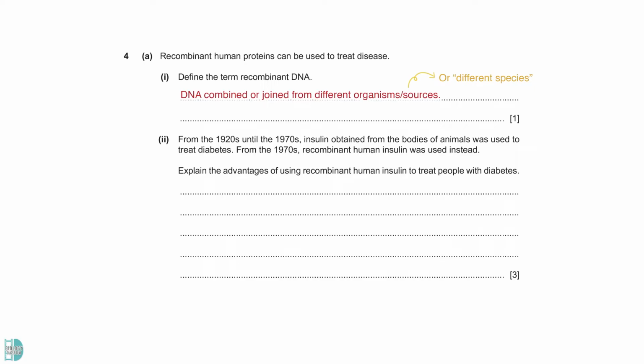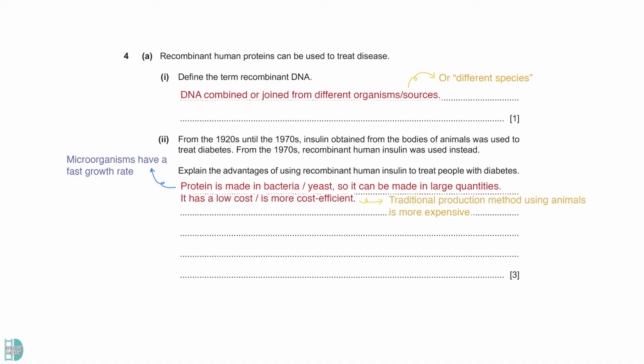Since this technology uses microorganisms such as bacteria or yeast to produce insulin, it can be made in large quantities. Microorganisms have a fast growth rate. They can increase their number in a short time, and they can synthesize proteins rapidly. Secondly, it is cheap to make the protein. The procedure has a low cost or is more cost efficient compared to the traditional production method using animals.